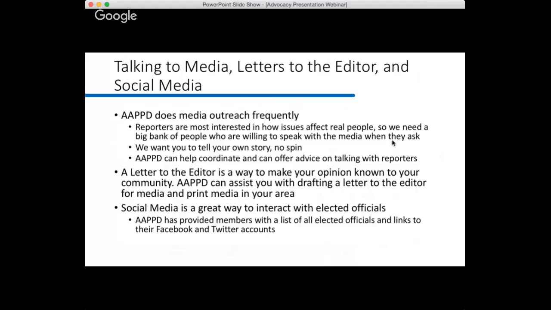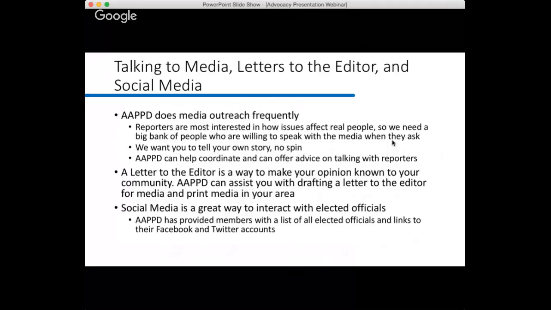So in addition to everything we ask our folks to do during session, we are also building that up with media outreach, and we are always trying to get placement in the media for our issues. So I'll talk about what we need from you all when we do reach out to the media, both print and TV. So reporters, for the most part, are most interested in how issues affect real people.